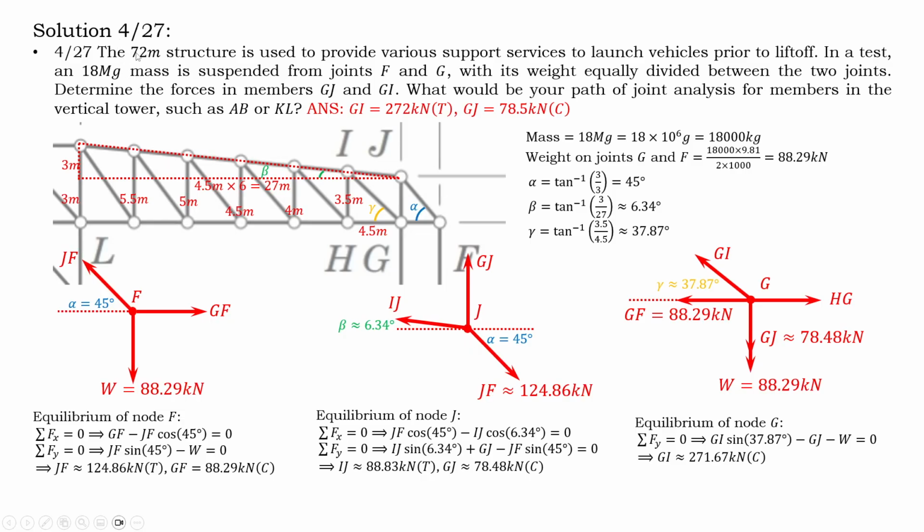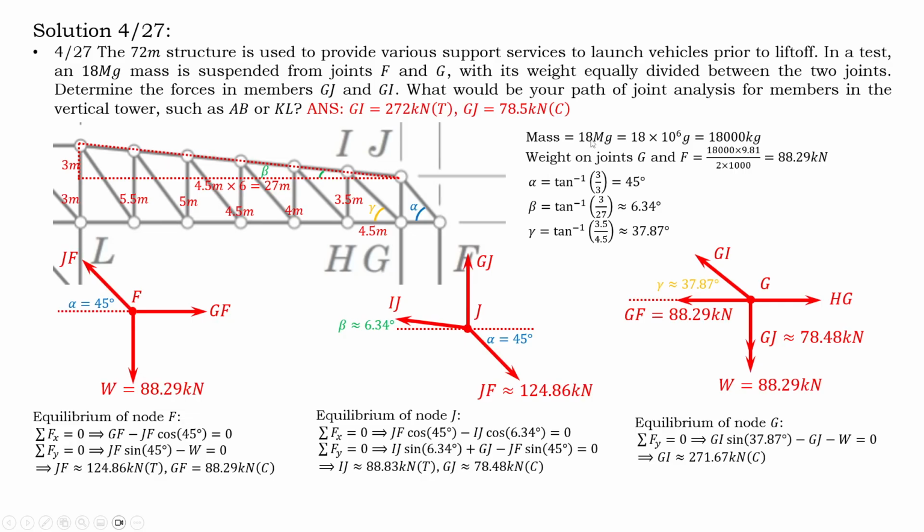The 72-meter structure is used to provide various support services to launch vehicles prior to liftoff. In a test, an 18 Mg mass is suspended from joints F and G. With its weight equally divided between the two joints, determine the forces in members GJ and GI. What would be your path of joint analysis for members in the vertical tower, such as AB or KL?